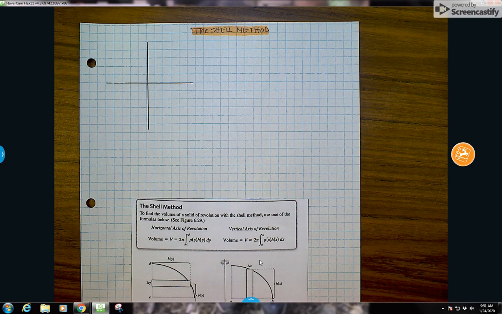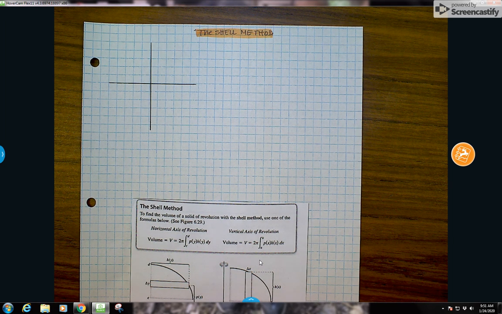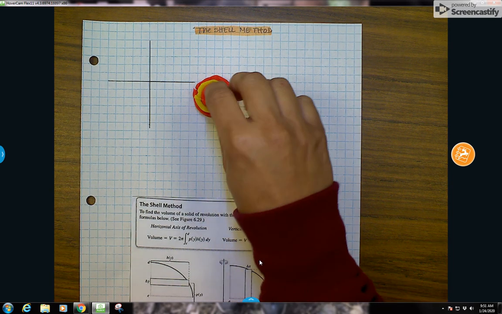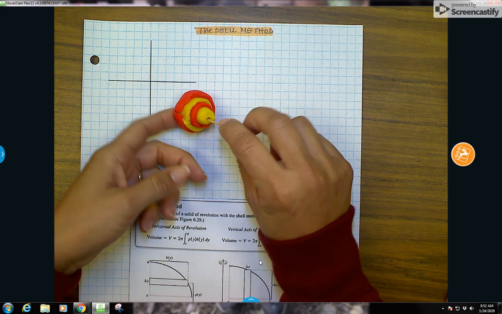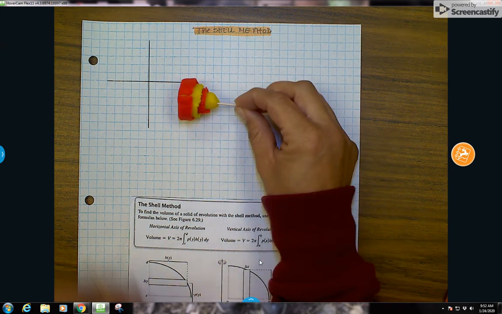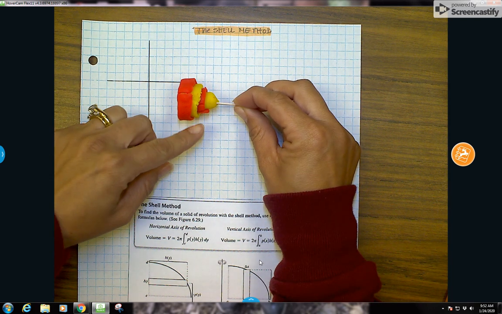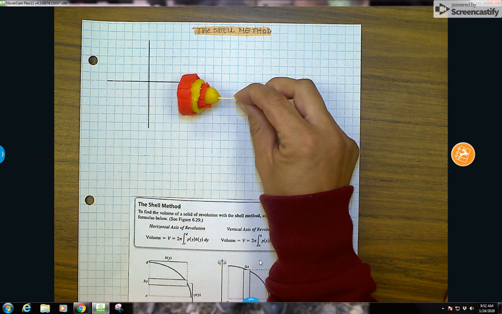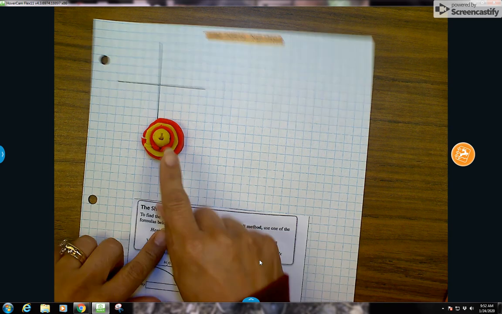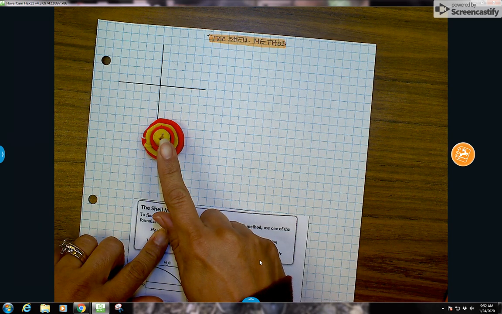Hello students. Okay, today we are going to learn about how to find the volume of a solid using the shell method. So here I have a solid, and what it has is cylindrical shells wrapped around. So it's made up of lots of hollow cylinders that are nested in with each other to create this solid. Now, if you look at this, you can see that it is rotated about this axis right here.